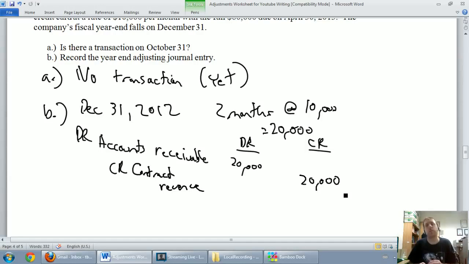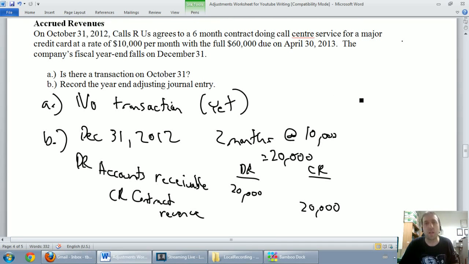This is an adjusting journal entry, and remember why. It's our fiscal year end, but we're not transacting with our credit card client, right? We're not calling them and saying, hey, just reminding you, you owe us $20,000. We're not worried about our money until April 30th. On April 30th, we'll have a transaction. On our fiscal year end, we have an adjustment, and that's what makes it a special entry. All right, I hope you've understood accrued revenues. On to our final type of adjustment, unearned revenues.